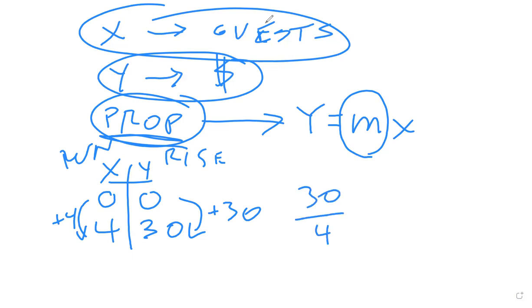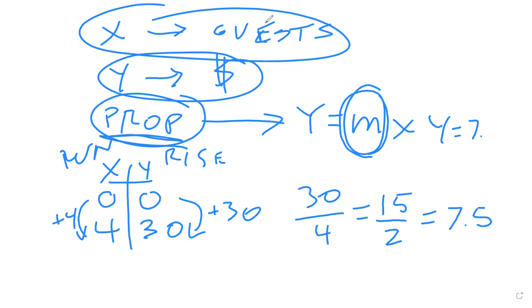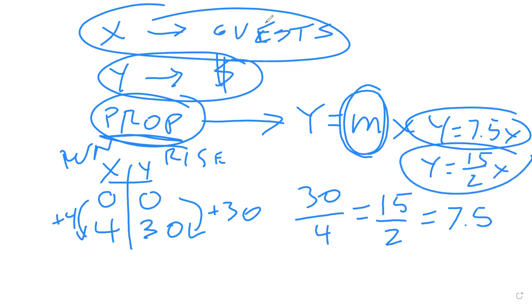And you can show this both ways. I probably had it a certain way on the answer key, but you could either reduce this down to 15 over 2, or as a decimal, 7.5. Either way, that would go in right here. So we would get Y equals 7.5x. That's one option for part A, or Y equals 15 over 2 x. Those are your equations for part A. You might want to copy that down because I need to erase my screen.